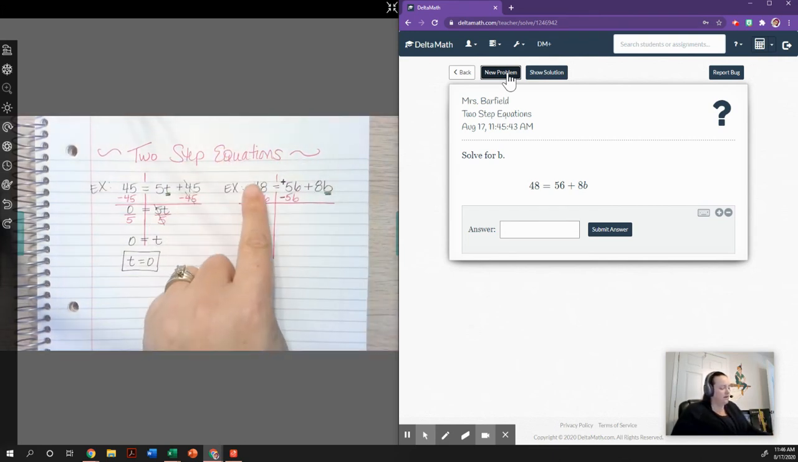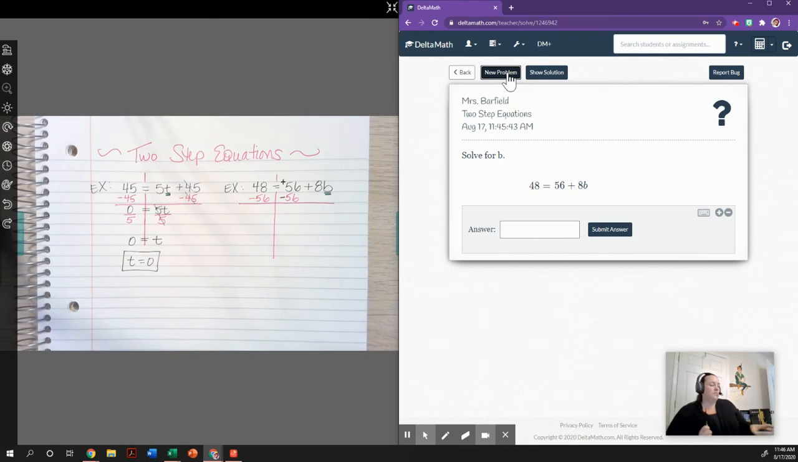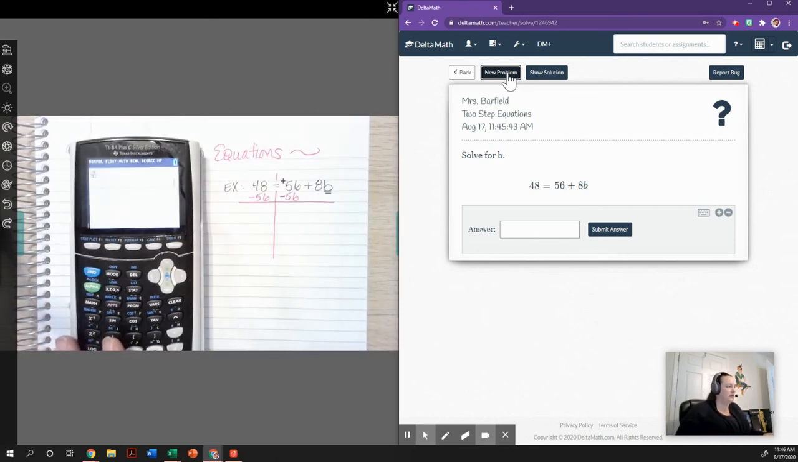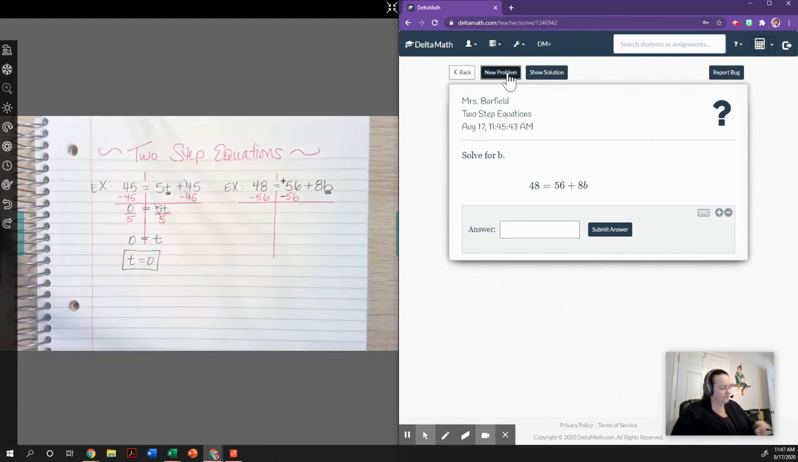All right, so now 48 minus 56. Now remember, I told you it's perfectly okay for you to use a calculator. It's better if you get into the habit of using it every once in a while because remember, it's calculator inactive on part of your Math 1 exam. All right, so 48 minus 56 is -8.